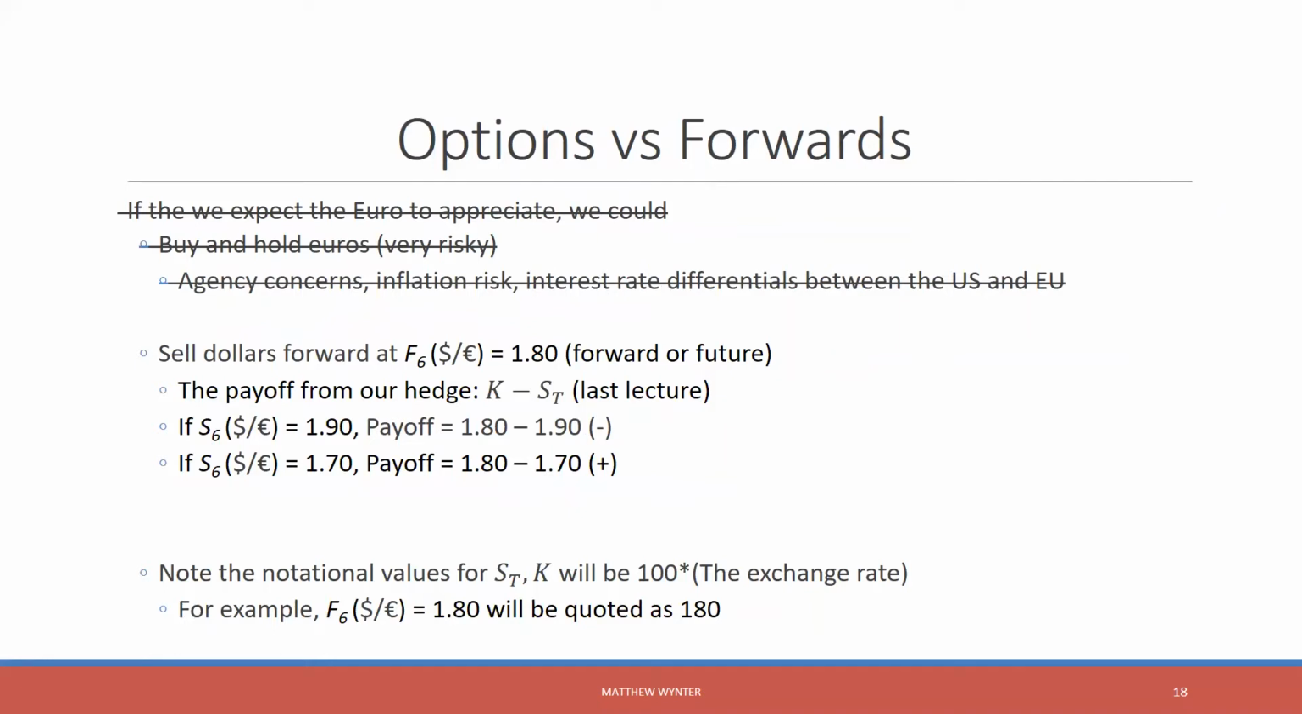So we've scratched out our first idea. We expect the euro to appreciate. We said if we buy and hold euros, it's very risky because of agency concerns, inflation risk, and differences in our expected opportunity cost, all of it. Well, what could we do? We could sell dollars forward at 180 like we did in our last lecture. And we saw that the payoff from that is going to be K, which in this case would be 180, minus whatever the spot rate happens to be 6 months from now. And we want to stress this super clear. We're always making decisions with the information that we have available.